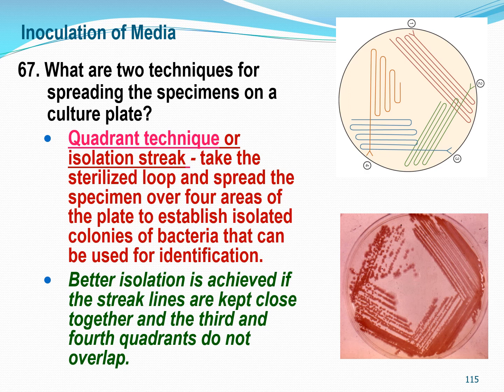Better isolation is achieved if the streak lines are kept close together and the third and fourth quadrants do not overlap. Now the first at the top on the right-hand side is showing you how you streak it. The bottom is showing you a real culture that is grown from the streaking. If you see it squiggle out to the end there, you see where we might get that one isolated colony of whatever bacteria is growing in this patient.